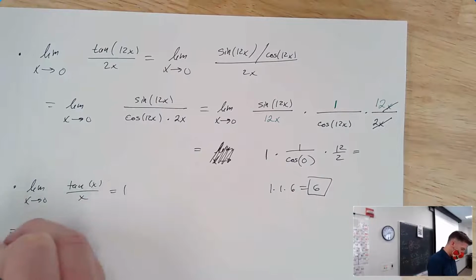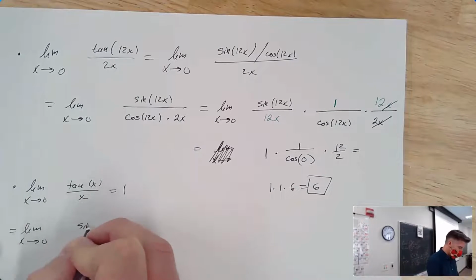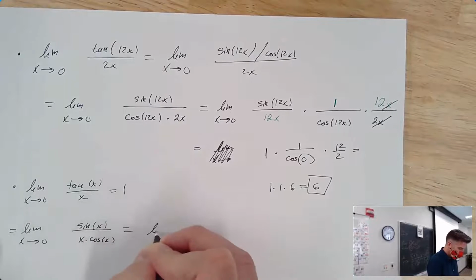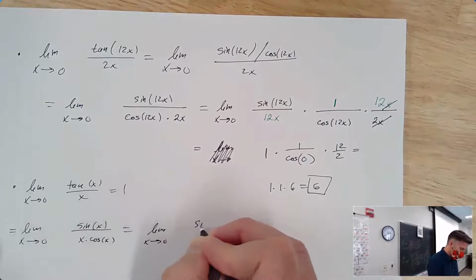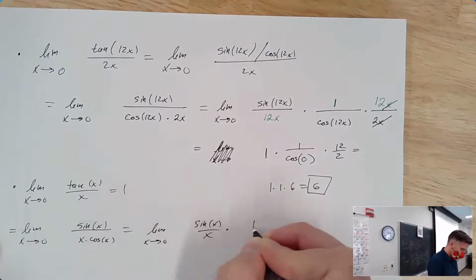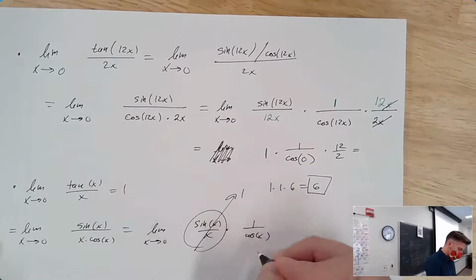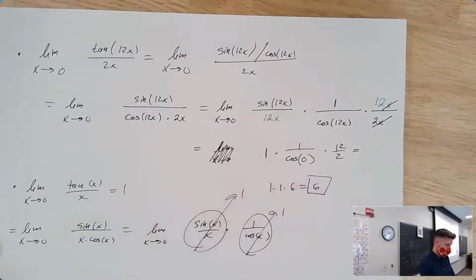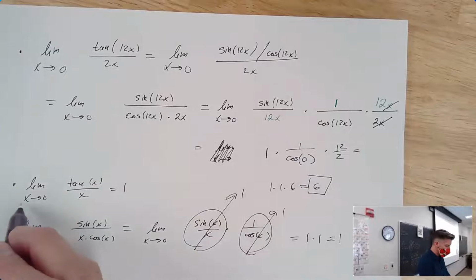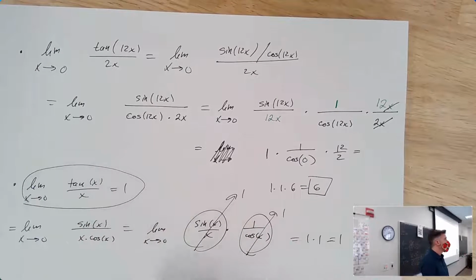it's really the limit as x goes to 0 of sine of x over x times cosine of x, which is really the limit as x goes to 0 of sine of x over x times 1 over cosine of x. And this goes to 1, and this also goes to 1. So I wouldn't encourage you to memorize this, although you certainly could. I would definitely encourage you to memorize the fact that the limit as x goes to 0 of sine of x over x is equal to 1, because that comes up fairly quickly.